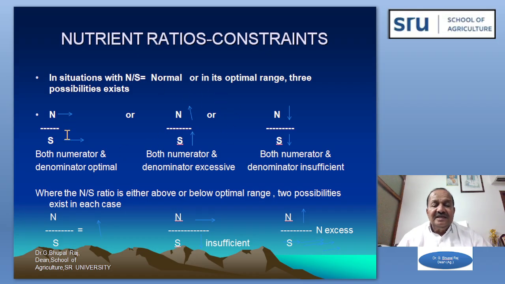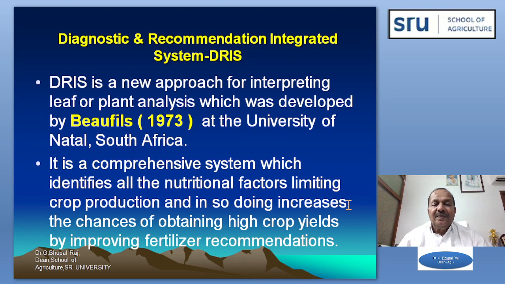So here you see, when the nitrogen to sulfur ratio is either above or below the optimal range, two possibilities exist in each case. For example, nitrogen is more and sulfur is also more. If nitrogen is normal, sulfur is deficient. And if nitrogen is more and sulfur is deficient, this is your nitrogen excess. So like that, these different ratios are not reflecting properly.